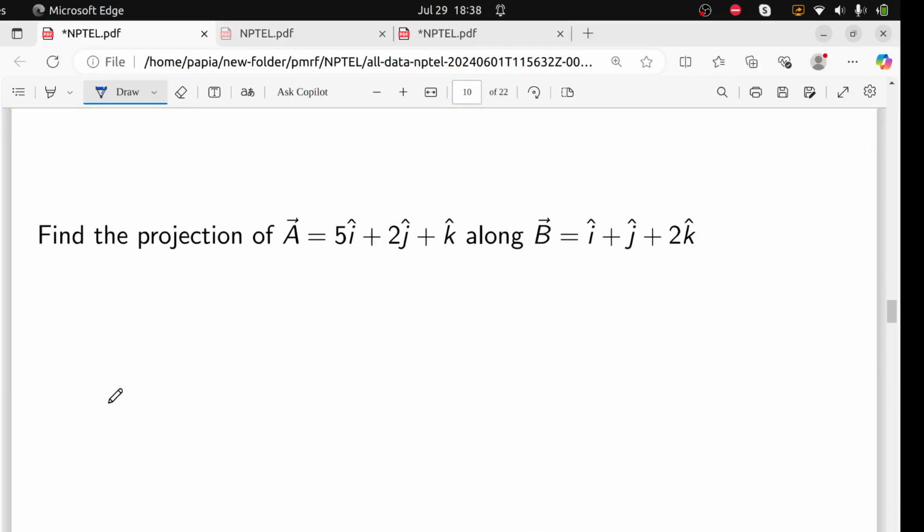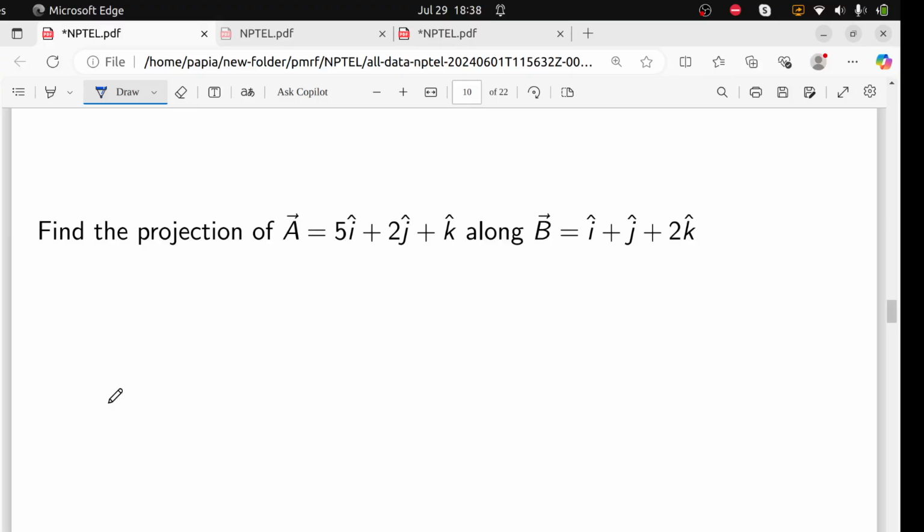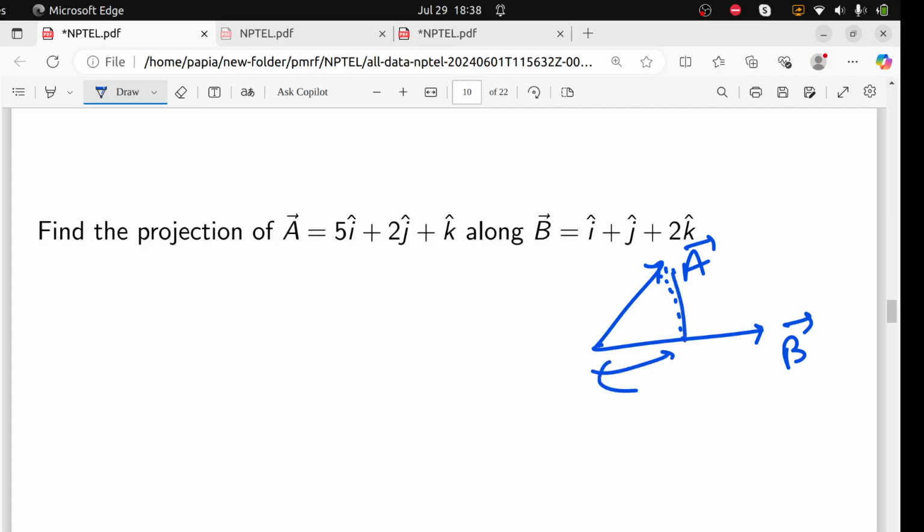Okay, so now coming to the next question: find the projection of A along B. So projection along B means, let's say this is the A vector, this is the B vector. What the projection means is how much projection there is along the B vector. So it has an expression. You can also prove the expression by simple vector notations.